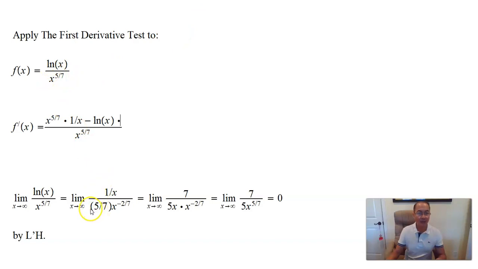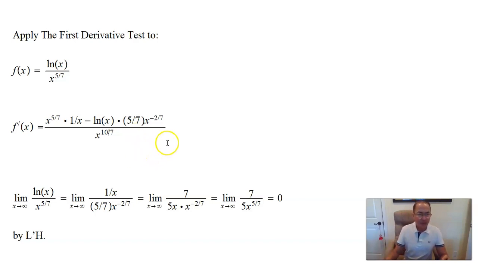Oh, wait a minute, we did that down here. So we can just copy that, square the bottom, x to the 5/7 squared, you multiply 5 over 7 by 2. Okay, not 25 over 49, okay? Please double the 5 over 7.